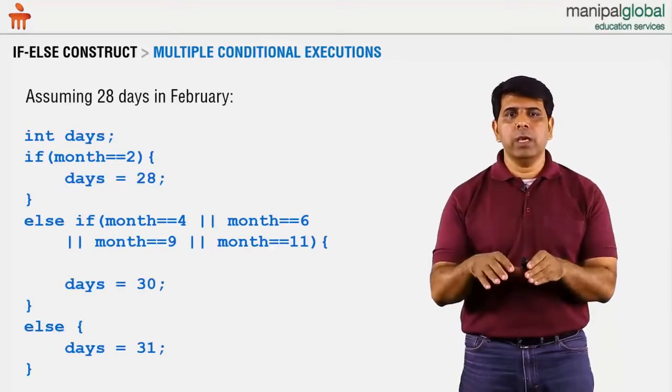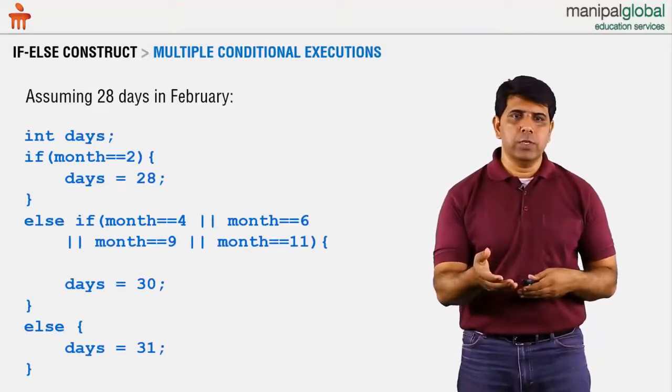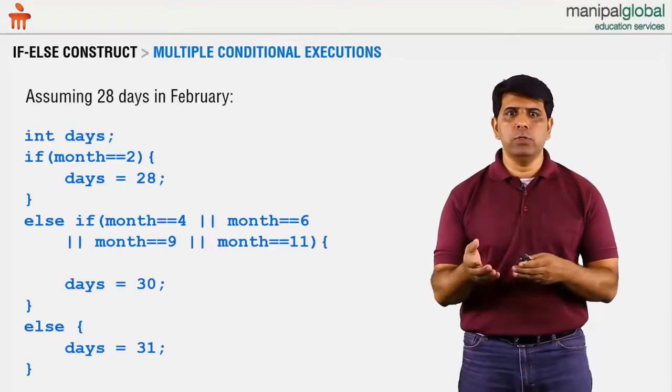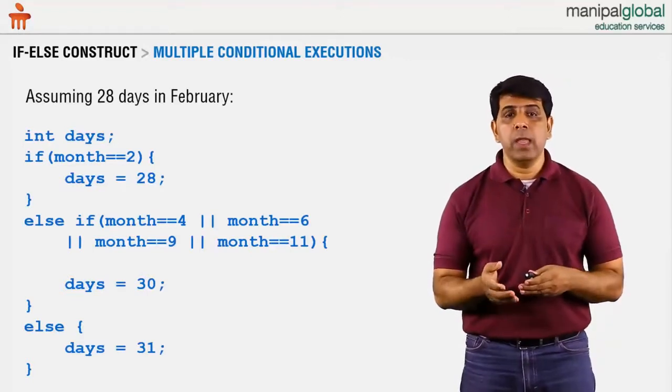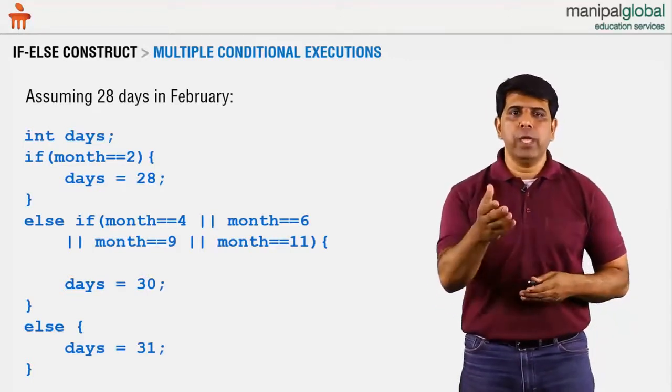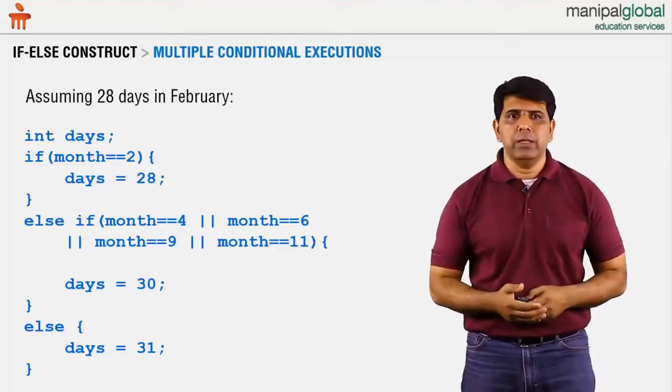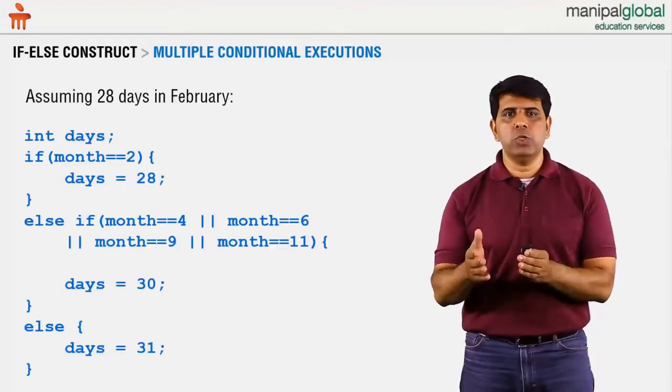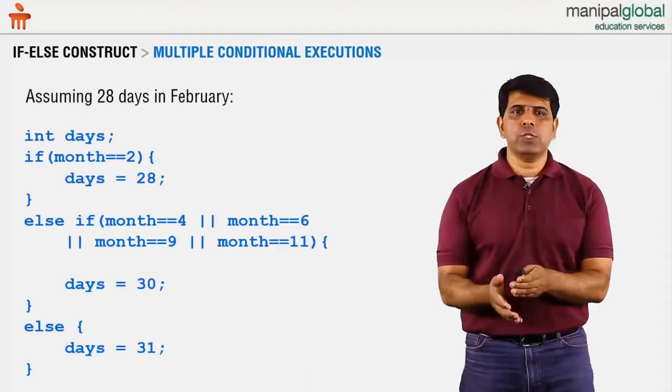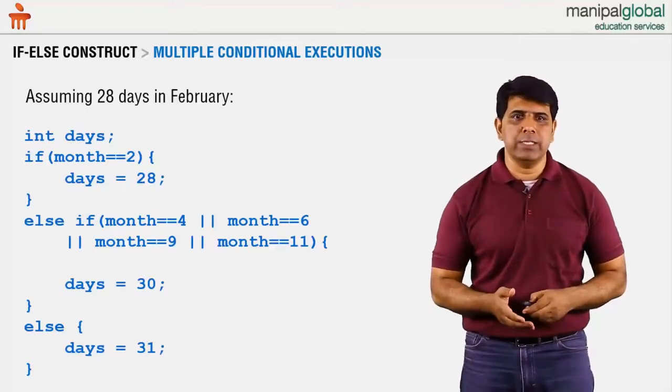Now we're only checking if it's not February. So it can be one of these: April, June, September and November. Now what if that is also not true? Then we go to the else and we say, hey, it's none of February, April, June, September and November. So it has to be one of the rest of the months where 31 days exist.